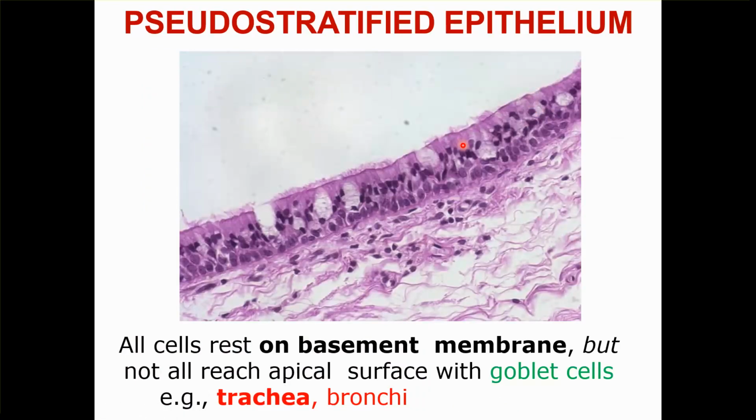Pseudostratified ciliated columnar epithelium. You can see that it is only one layer of cells, but the cells are seen at different layers, and you can see the empty cells. These empty cells are called goblet cells. An example is the trachea and bronchi.